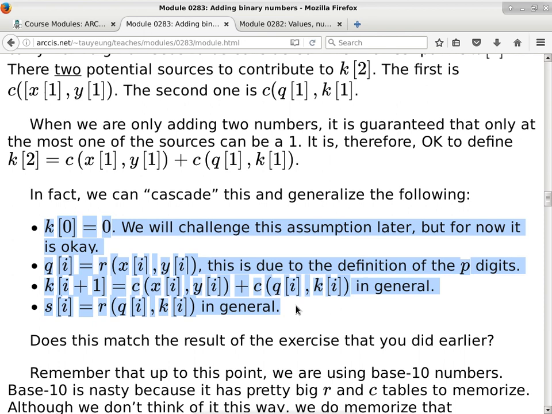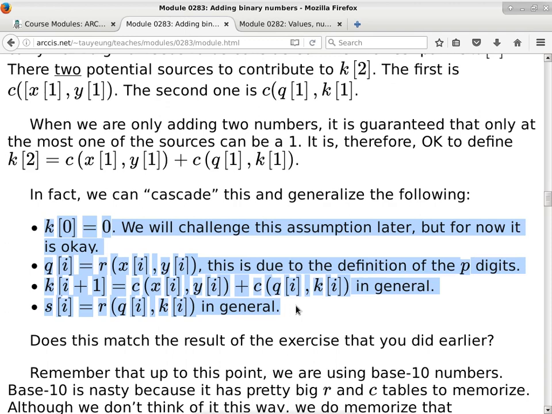What about K1? K1 is K of I plus 1 here. I is 0, so 0 plus 1 is 1. So K1 is the carry of adding x0, y0. Do they have a carry? 1 plus 0 does not have a carry.